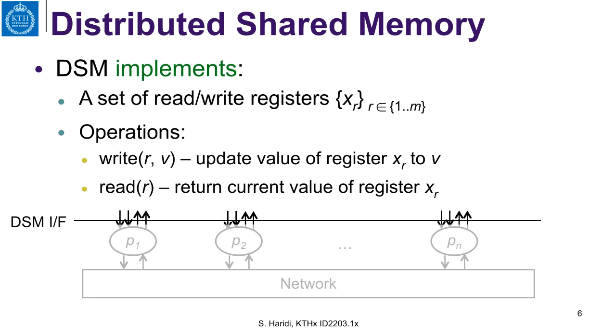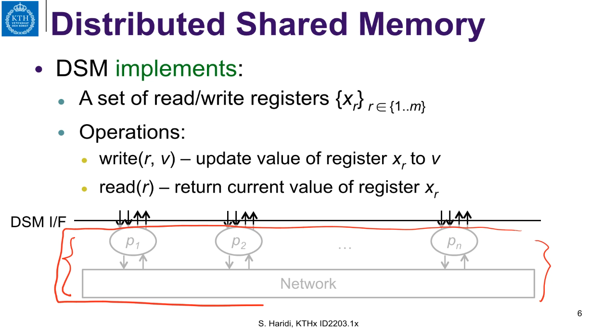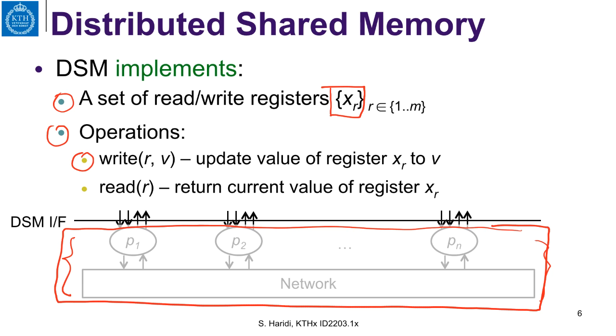So here is our view. We have our distributed system here, and we would like this distributed system to give us the view of a shared memory. So this memory we are talking about is a distributed shared memory, and it will be a fault-tolerant distributed shared memory. We have a set of operations on a set of registers. So these are our registers. And we have the following operations. Write, a request to update the value of register XR to V, and read, which will return the current value of the register.